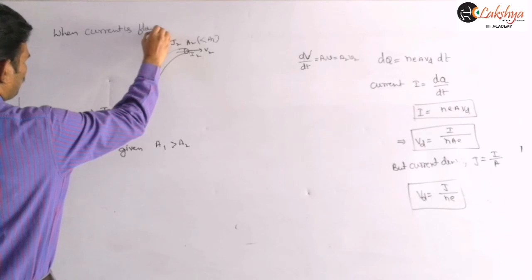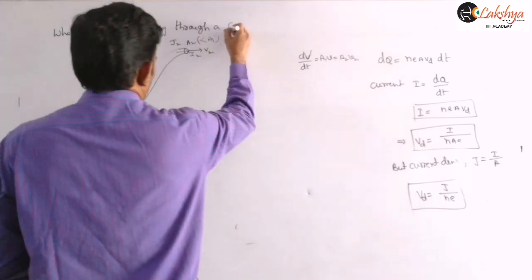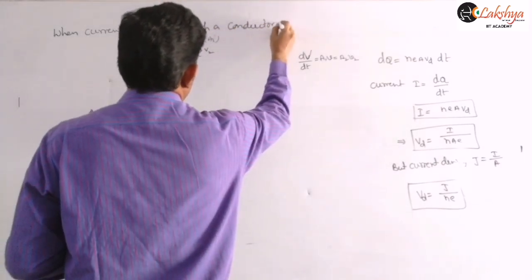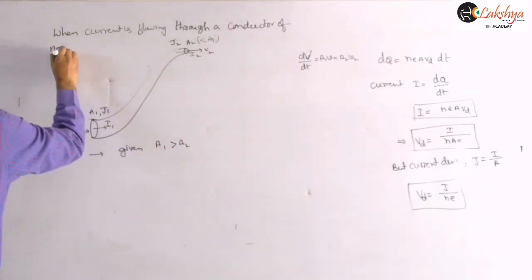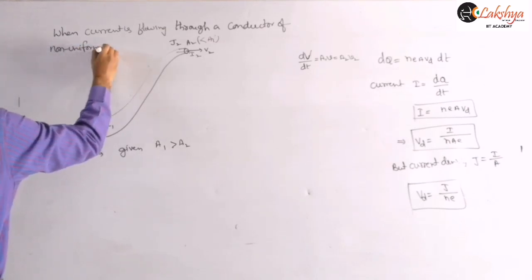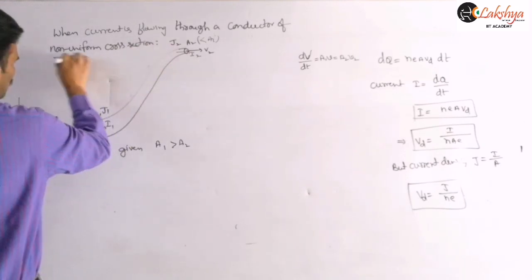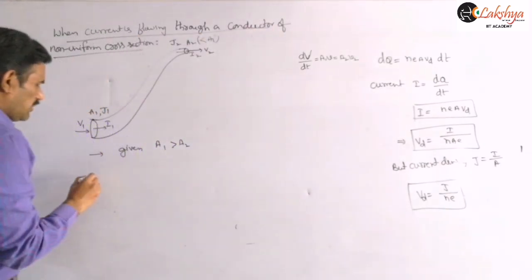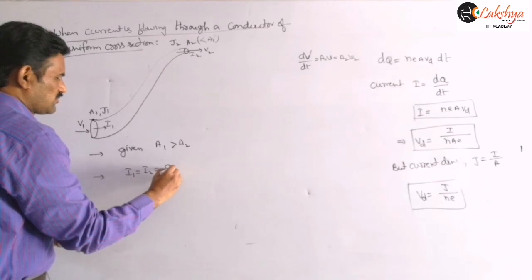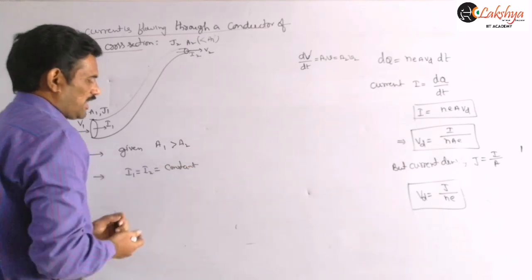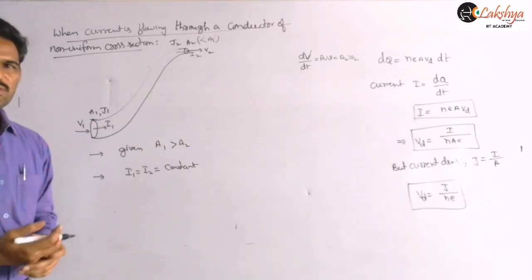When current is flowing through a conductor of non-uniform cross section, right? So we are taking such a case here. Then here what we can write is I1 is equal to I2. This will be a constant value. So remember this: I1 is equal to I2, that current is constant. Current is independent of area of cross section.